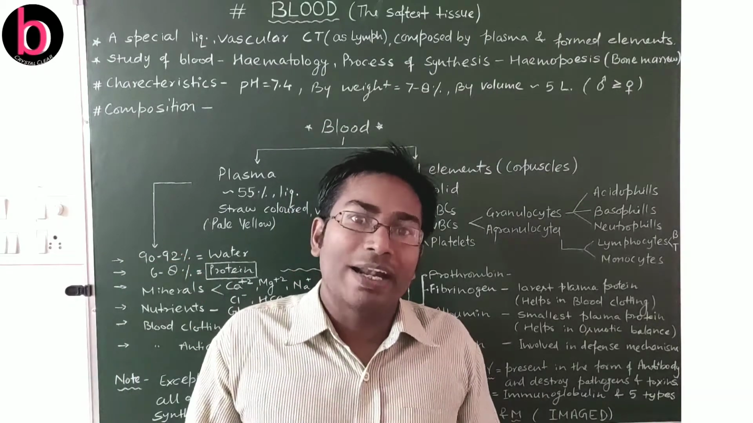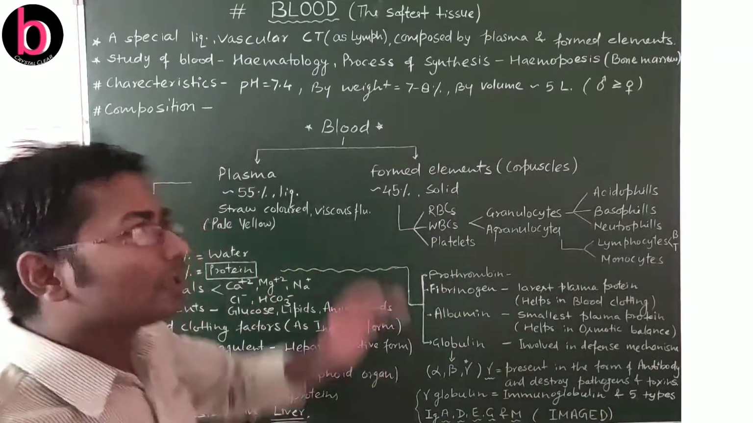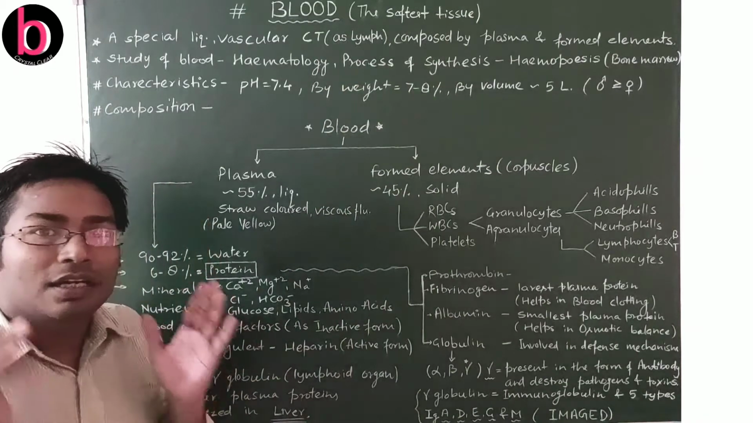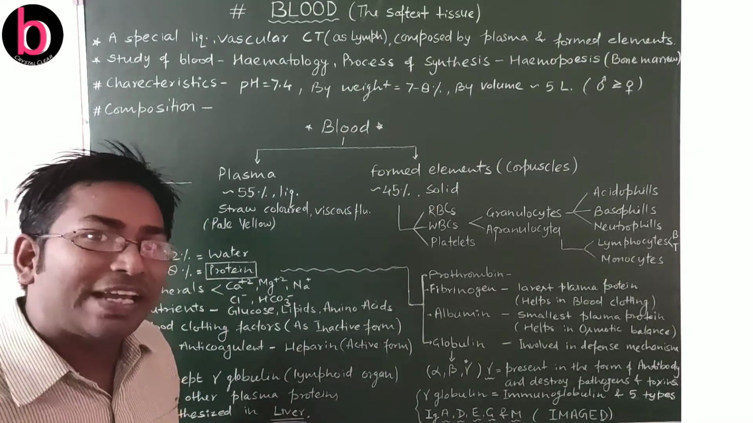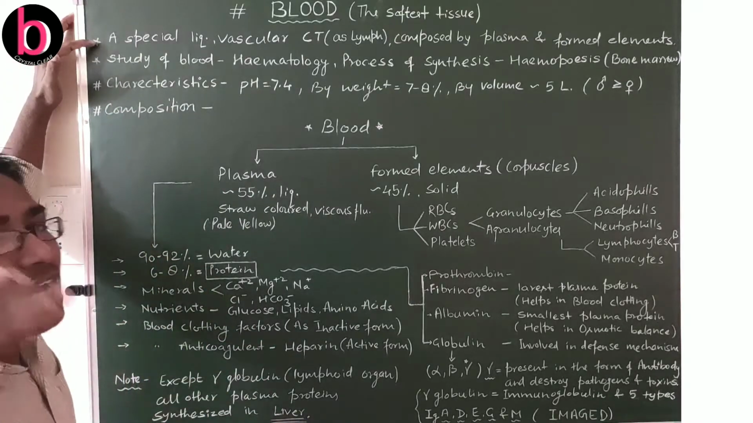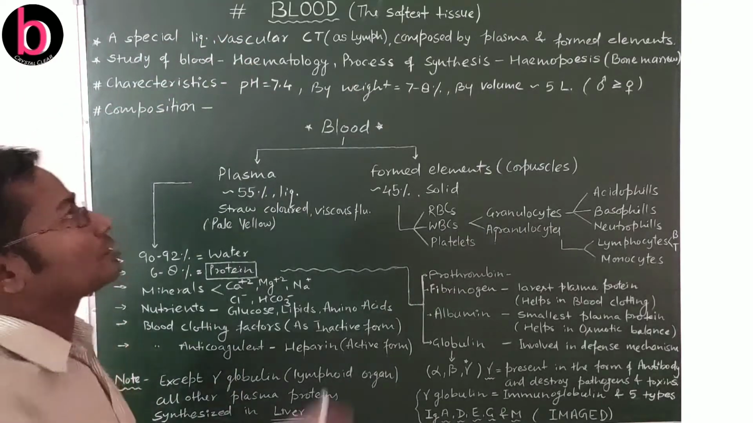Here the first component of the blood vascular system is blood. So what is blood? This is given here. Blood is the softest connective tissue, or you can say the softest tissue of our body. It is a special liquid vascular connective tissue.